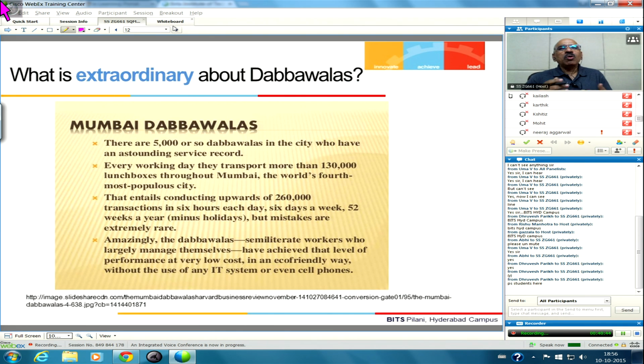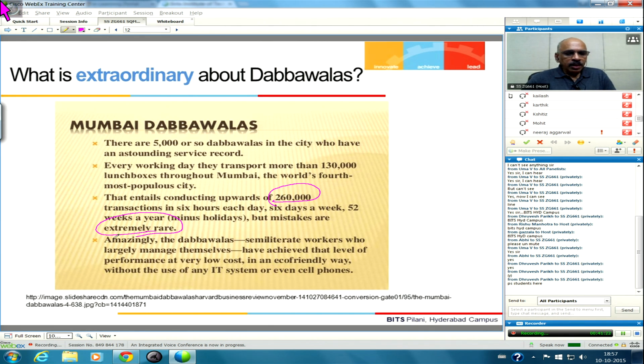Okay, so what is so extraordinary? Say we define the process as a magic which ensures ordinary people deliver extraordinary results, right? So now what is this extraordinary thing? Every working day they transport more than 130,000 lunch boxes throughout Mumbai, the world's fourth most populous city. The Tiffin carriers conduct upwards of 260,000 transactions in 6 hours each day, 6 days a week, 52 weeks a year, but mistakes are extremely rare.